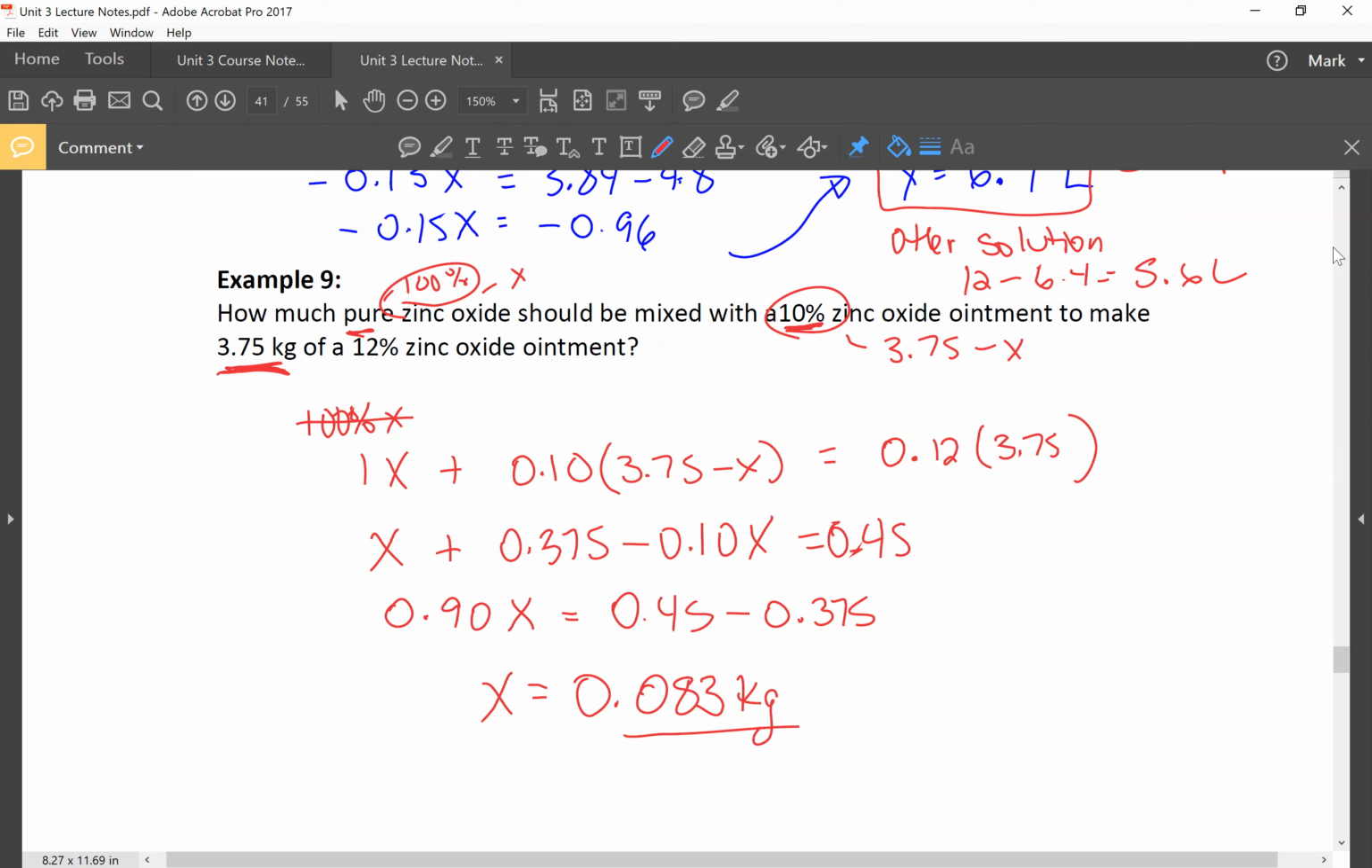So, what I'm saying is if your answer for this was like 50 or -6, those answers don't make sense. It has to be less than 3.75. And again, I would expect this to be a little smaller because I'm mixing the 100% solution. Okay, so that's it for example 9.